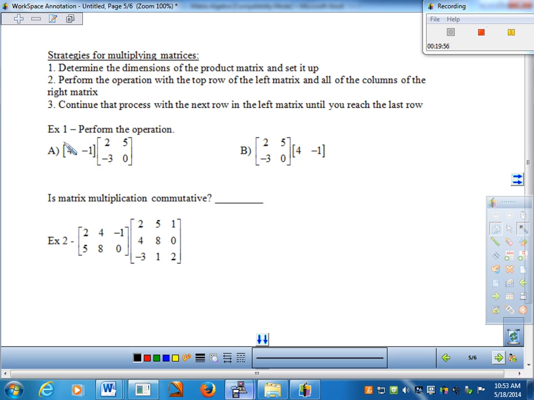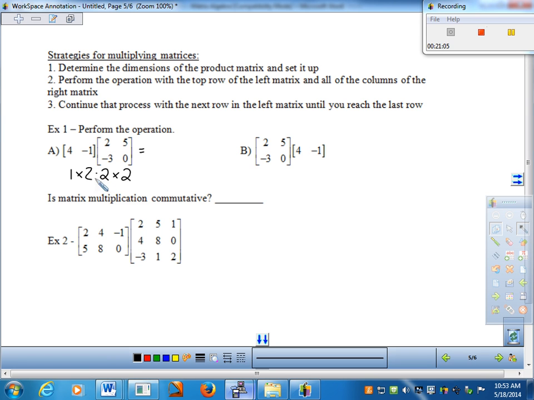Example 1A, left matrix, right matrix. This, everybody, is one row and two columns, times two rows by two columns. So we've got a 1 by 2 times a 2 by 2. So the first question, here's sort of the interesting piece about this, is can I even do this? Well, the answer is yes. If these two numbers, and this is why I always write the dimensions there first, are the same, you can do it. So yes, we can do it.